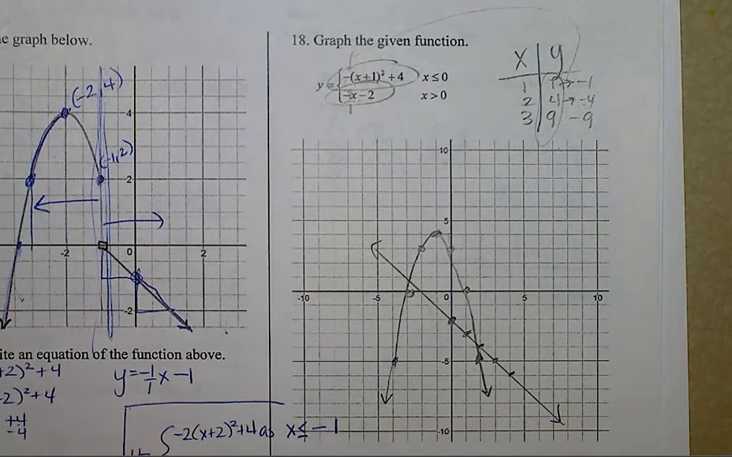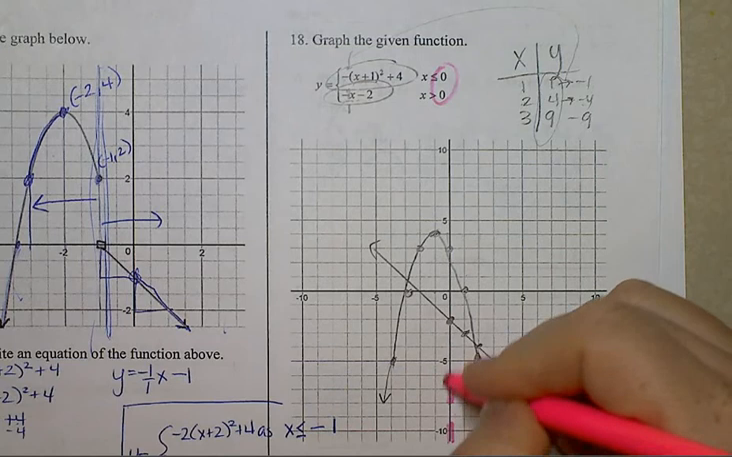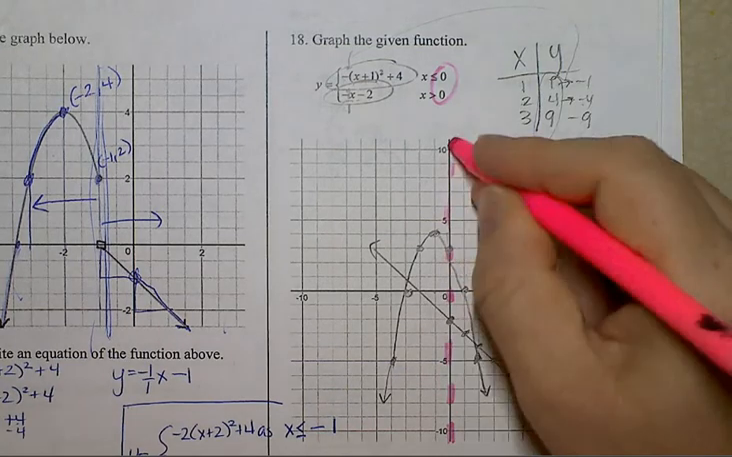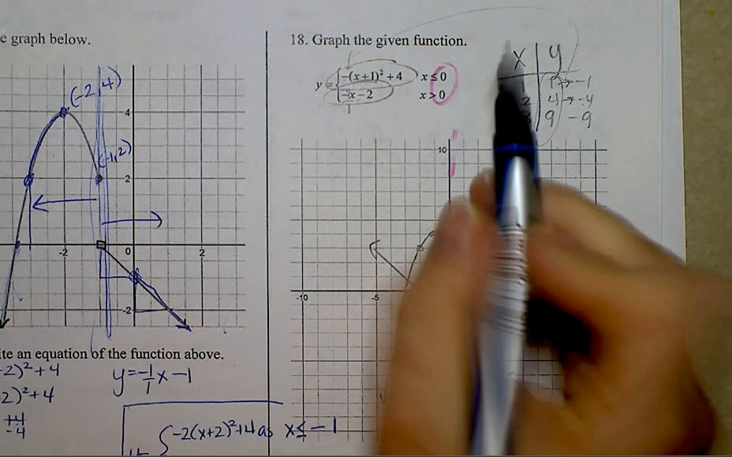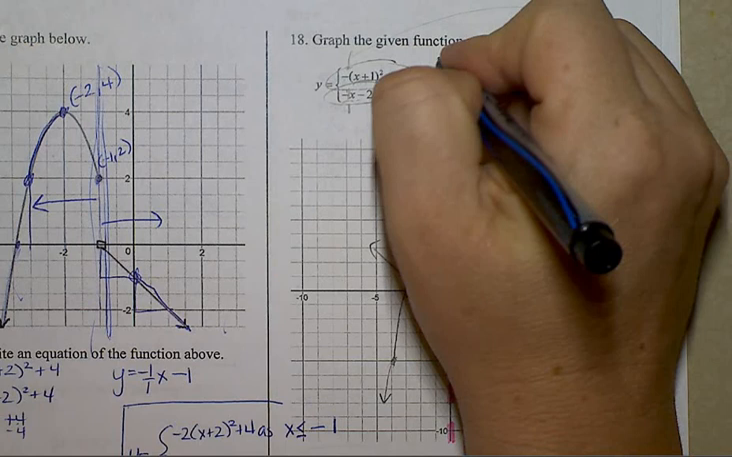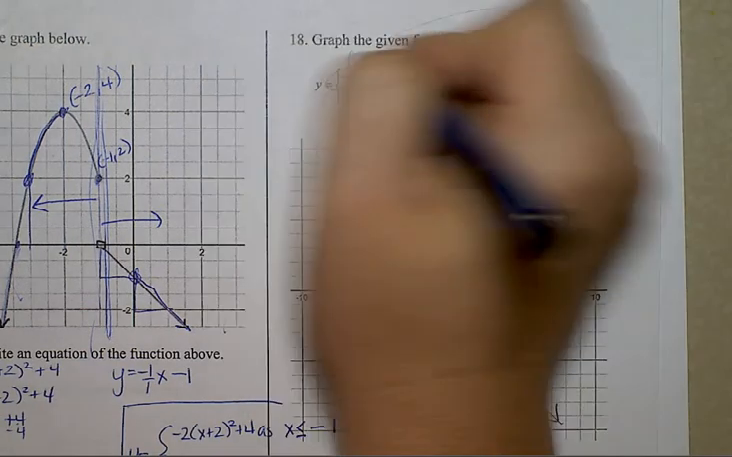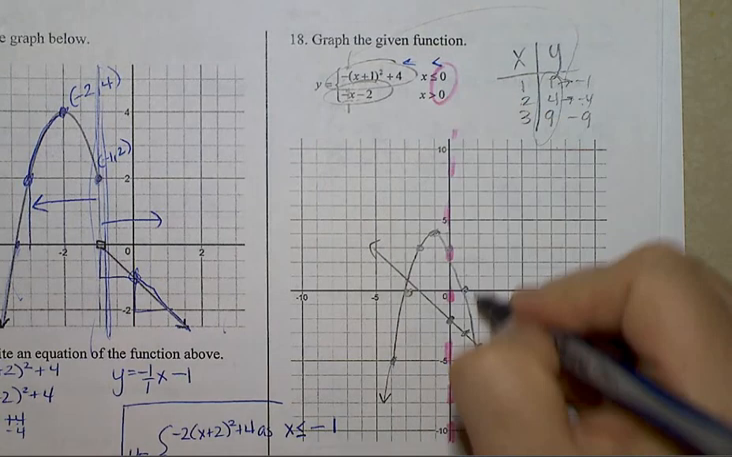And now we have to look for the boundary line. Where does this boundary line occur? So the boundary line occurs at a value of 0. So this is my boundary line. So I'm going to darken in the final answer. This arrow says the parabola should only occur to the left of 0. So this parabola should only occur to the left.